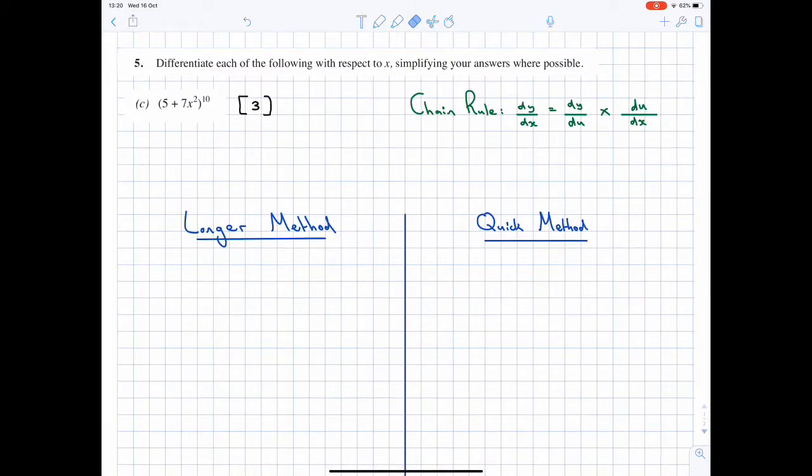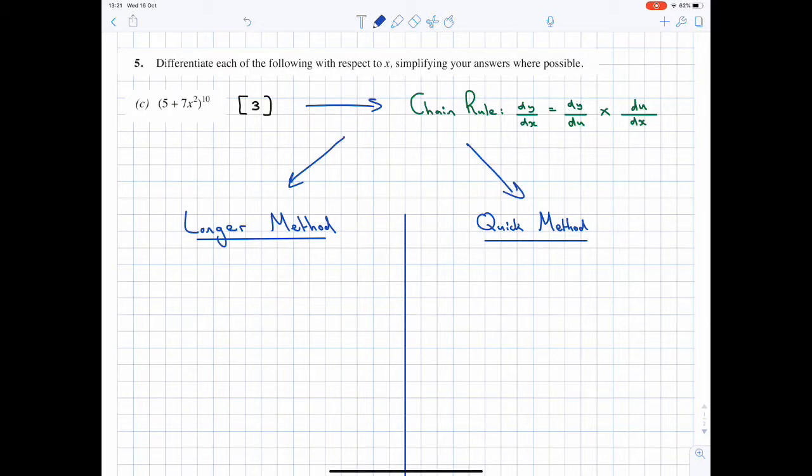So we've been asked to differentiate (5 plus 7x squared) all to the power of 10. On the right hand side you can see that I've written the chain rule: dy by dx is equal to dy by du times du by dx. Now there's two methods you could use to approach this. The first method, which is what I'm going to use, is the longer method, and the second method is the quicker method.